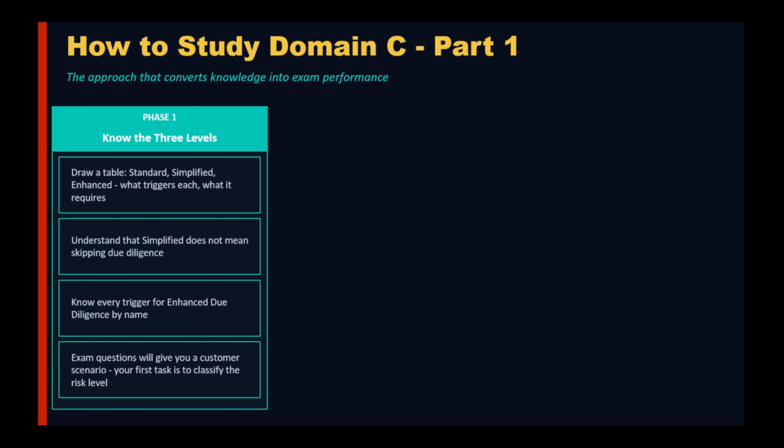The key discipline is understanding the burden of proof. Simplified requires you to justify that the risk is demonstrably low. Enhanced is mandatory when higher risk is identified. Standard is default when neither applies. Know which way the burden runs.